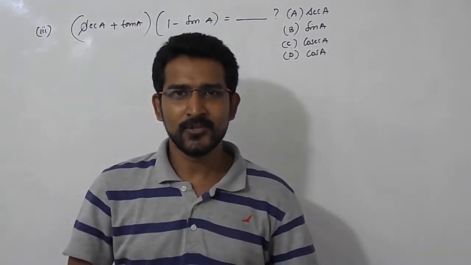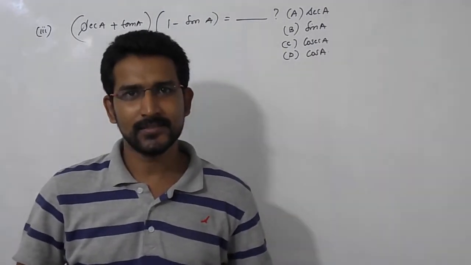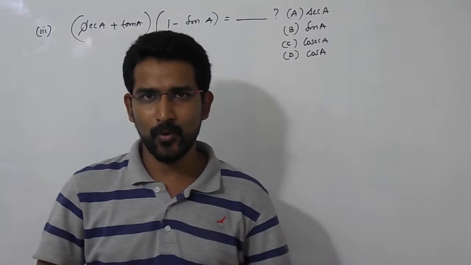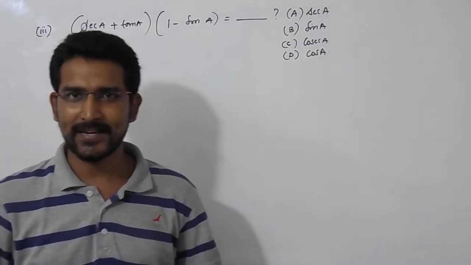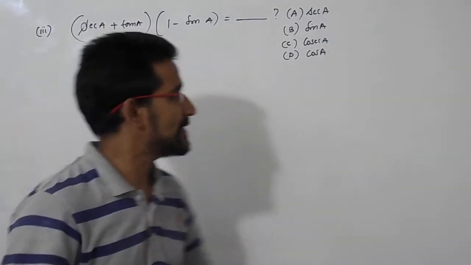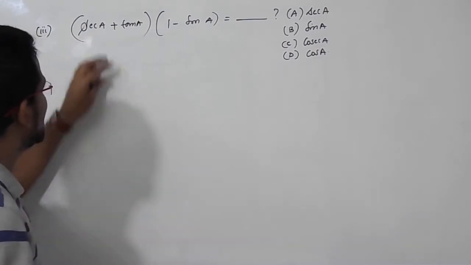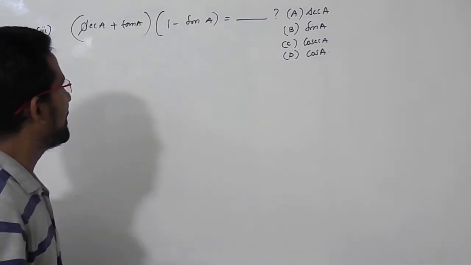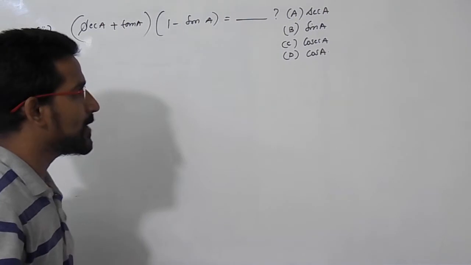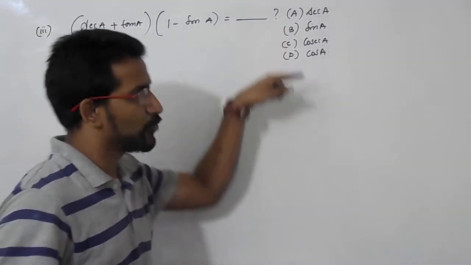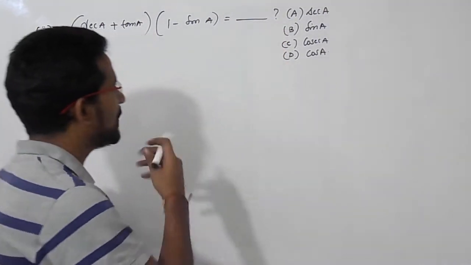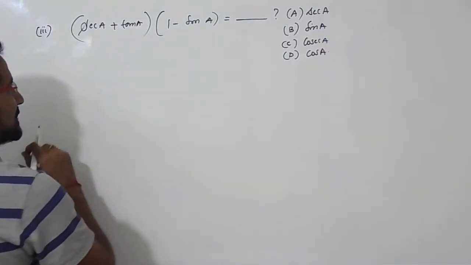Hello. So today in this session we are going to see the sub question number 3 and 4 of question number 4 exercise 8.4. So what is the question number 3? Question number 3 is (secA plus tanA) times (1 minus sinA) is equals to, and we are given with the 4 options. So again we will do the same thing that we have done in the last sum.